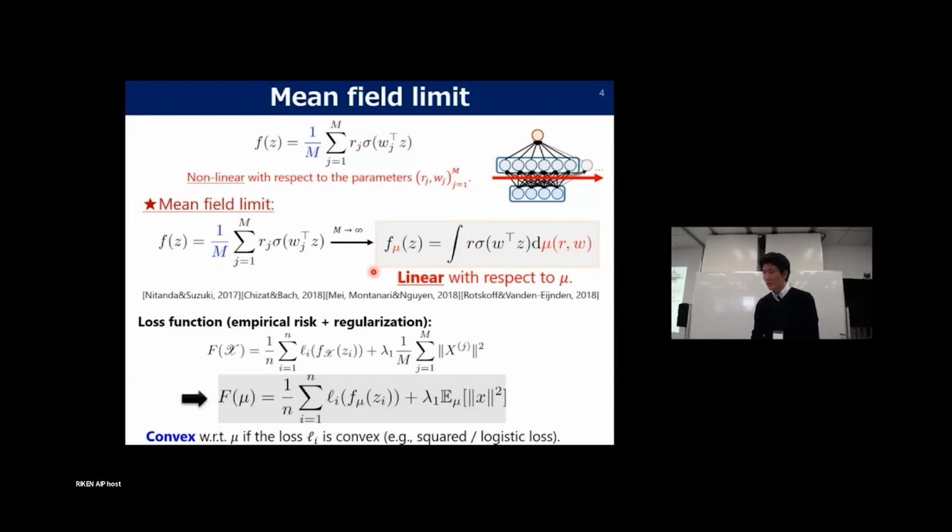According to these extensions, the loss function can be replaced like this. f_x is replaced by f_mu, and the regularization term could be replaced by the expectation of the parameter x squared. So maybe this is just an L2 regularization. Now, if the loss l_i is convex, like a squared loss or logistic loss, because f_mu is linear with respect to mu, this objective function is convex with respect to the parameter distribution mu. So we have a convex objective function on a probability measure space.